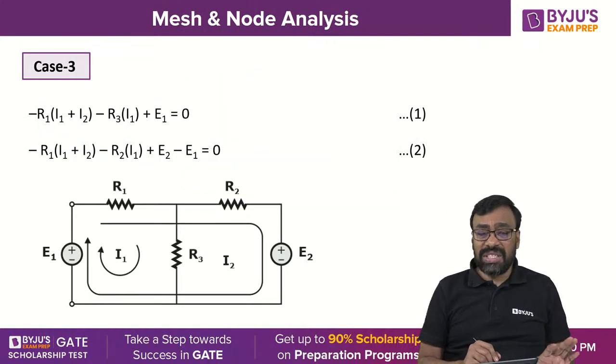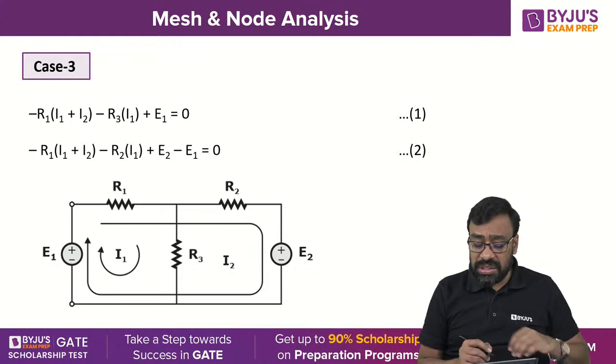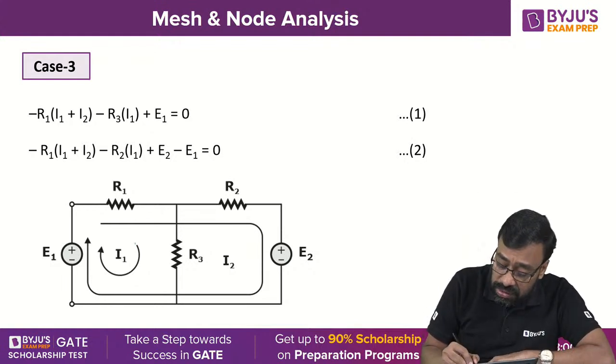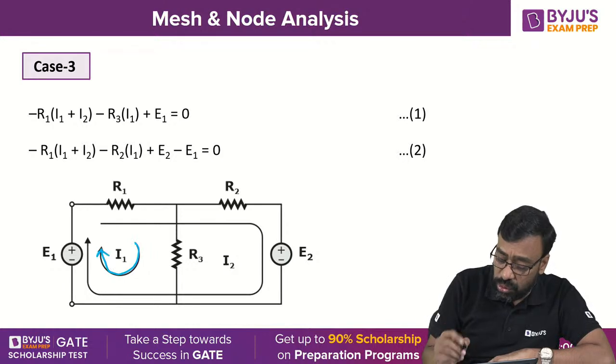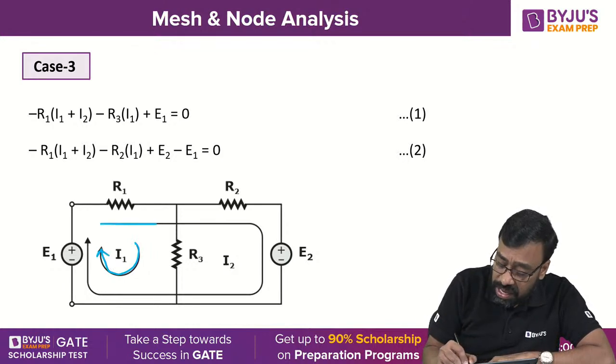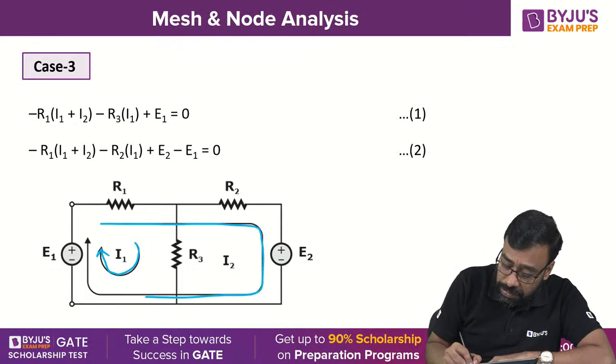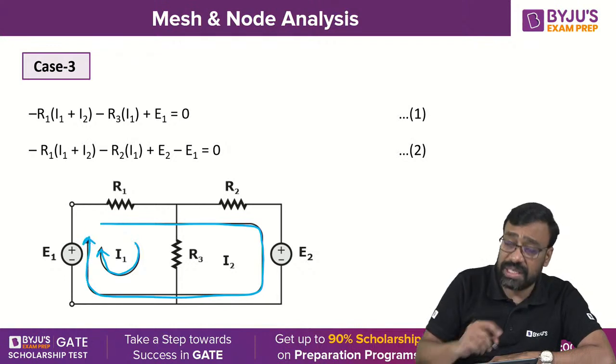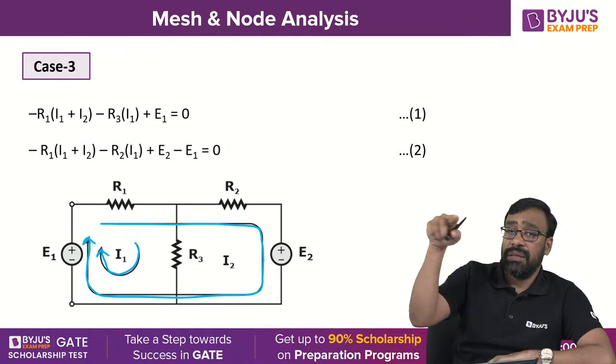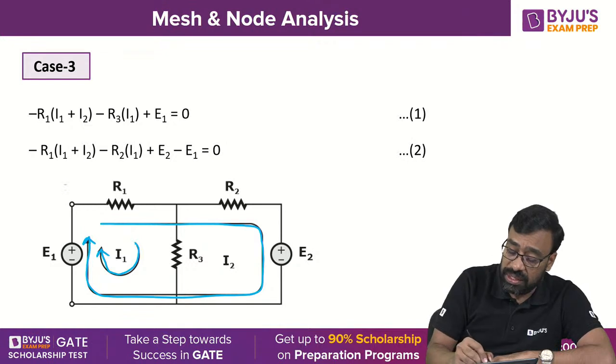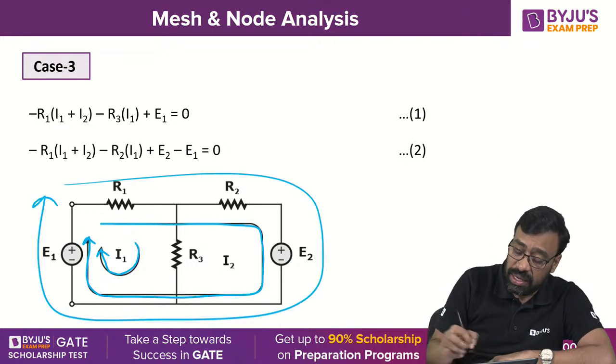Now, case 3. Very important. I am now selecting another set of loops. Two loops I am taking here, I1 and I2. The second loop I think you are understanding. I am selecting this particular loop as the second loop.